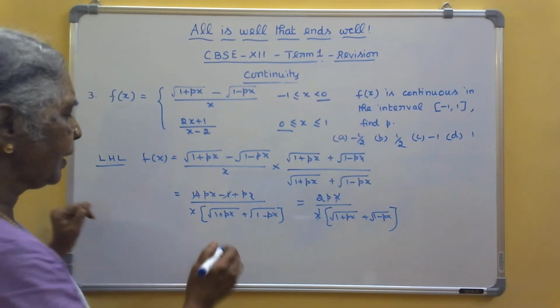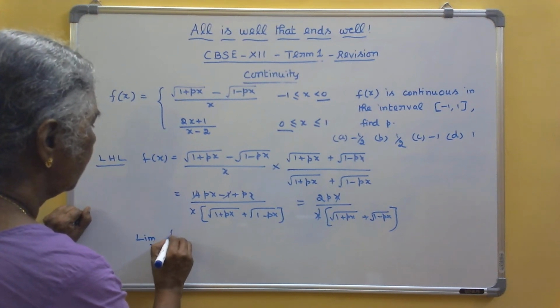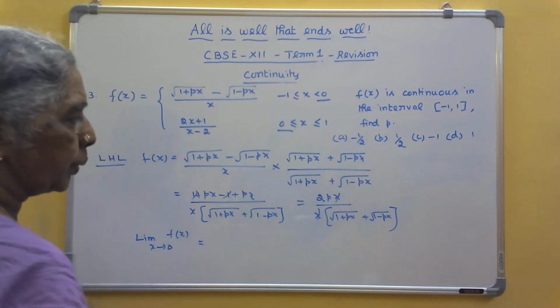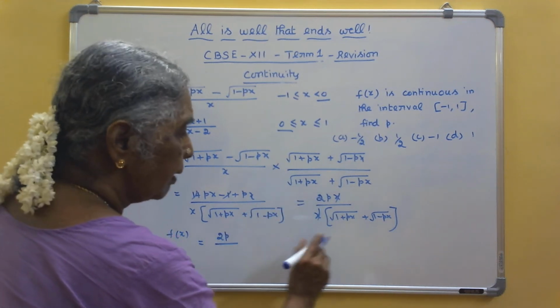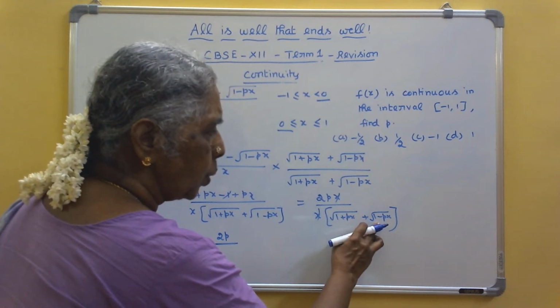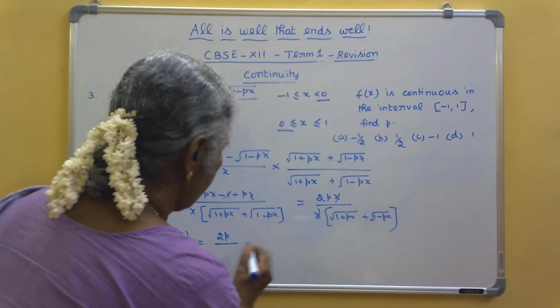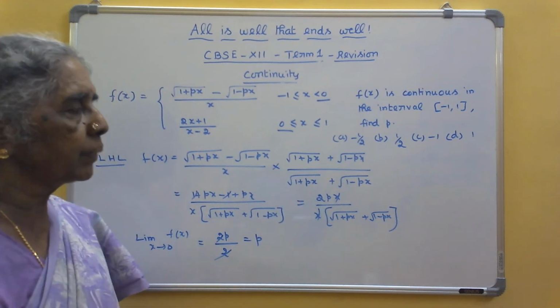Now let us take limits. Limit x tending to 0 of f of x is equal to, the 2p will be as it is. Here this is 1, this will become 0, so root 1 is 1. Here also root 1 is 1. So I will get 1 plus 1, 2. So I get 2 and 2 will go. So I get p.